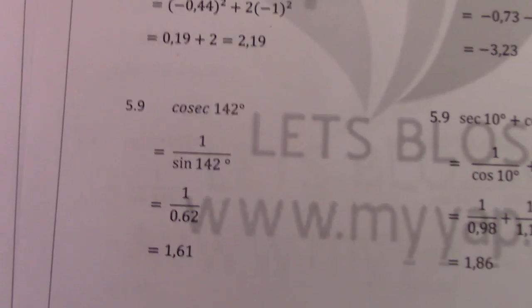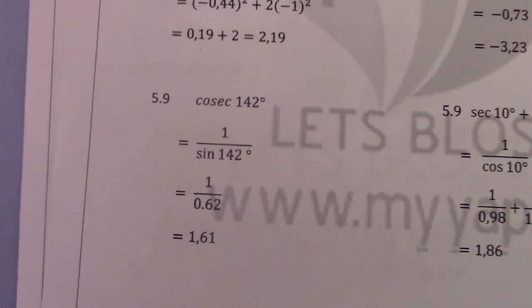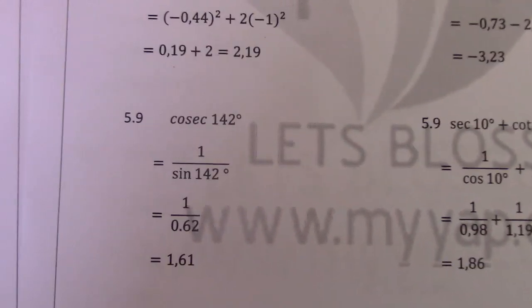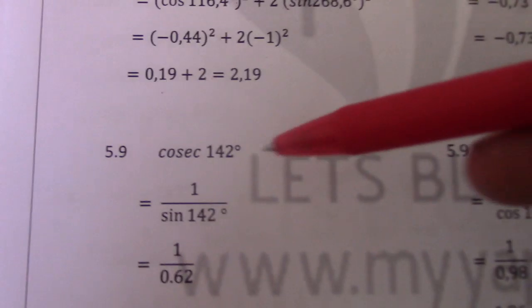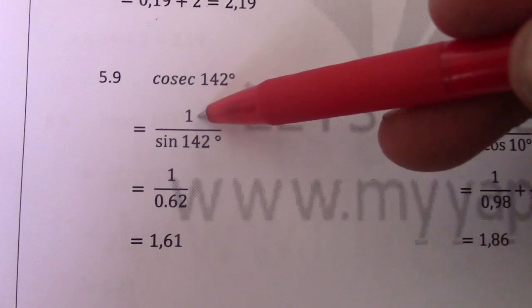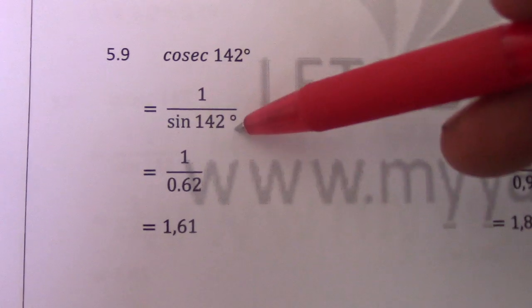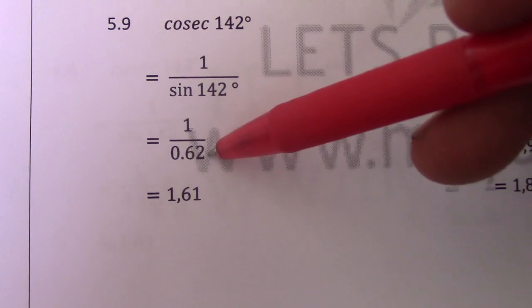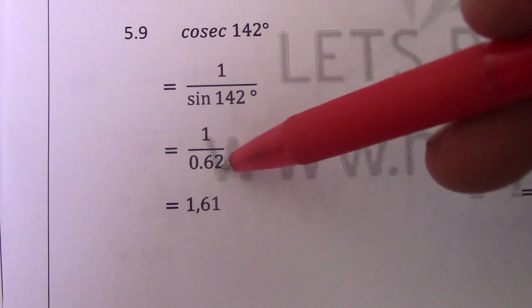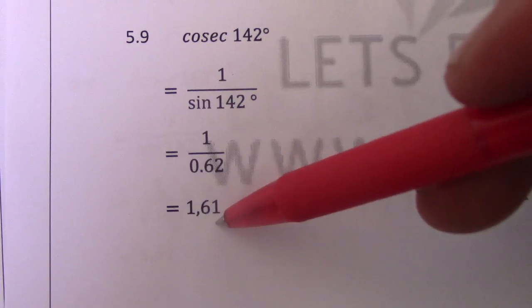Right, and sometimes we will test you with the reciprocals of sine, cos, and tan. So if I have cosec 142, I'm first required to change it to 1 over sine 142. Then I can find sine 142, which is 0.62. 1 divided by 0.62 then becomes 1.61.